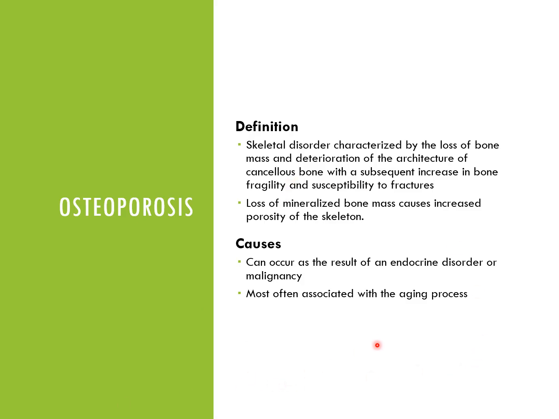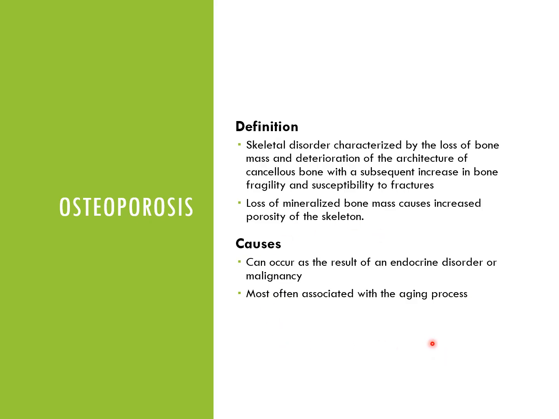So one of the first common causes of osteopenia is osteoporosis. And osteoporosis is a skeletal disorder characterized by the loss of bone mass and overall deterioration of the architecture of bone and subsequent increase in bone fragility and susceptibility to fractures. So we're getting this loss of mineralized bone, and it causes our skeleton to be more porous, and that's what leads to this bone fragility and fracture.